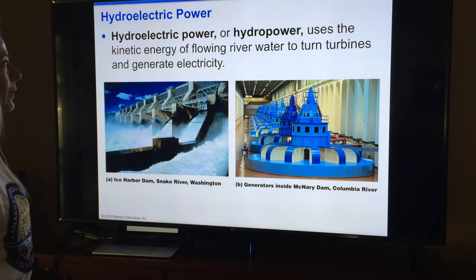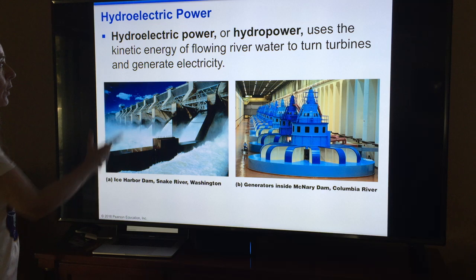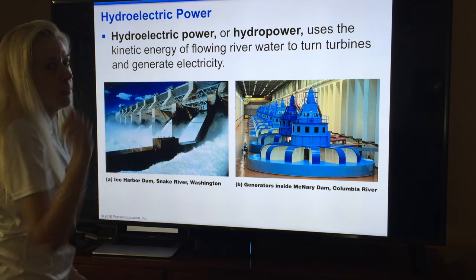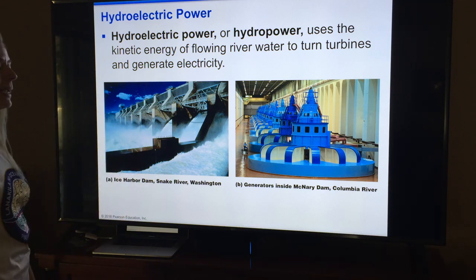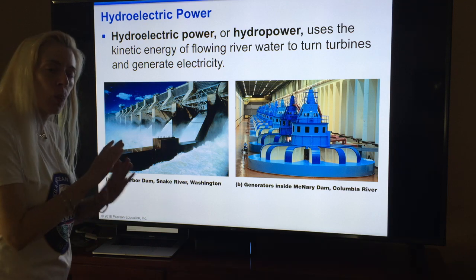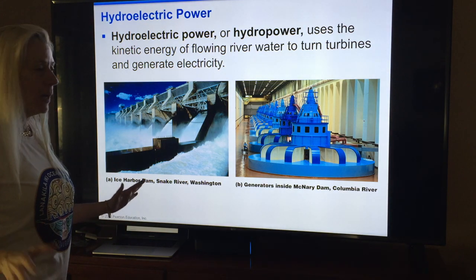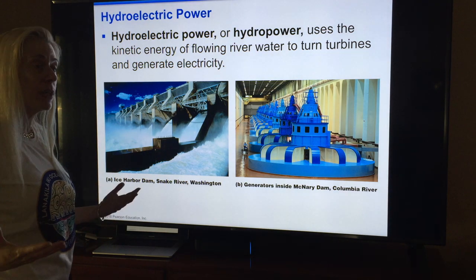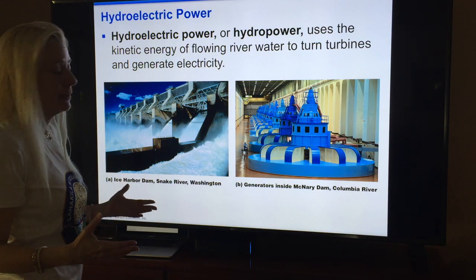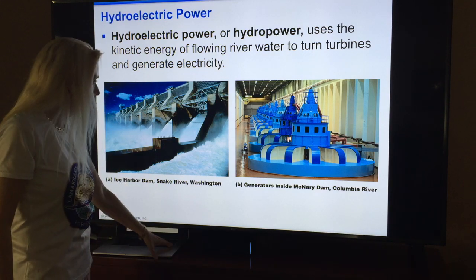So then we have, obviously, dams and generators inside them. Hydroelectric power, or hydropower, uses kinetic energy of a flowing river to do what? Turn turbines, which generate electricity. Got to turn the turbine, no matter what type of electrical energy we're talking about. However it is, we have to turn a turbine. So here we're just doing it directly.